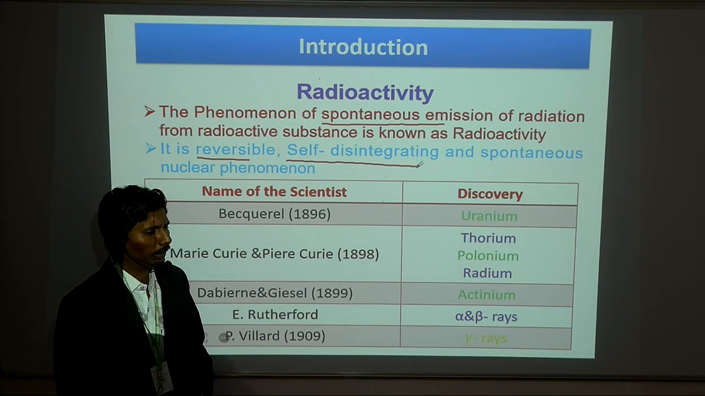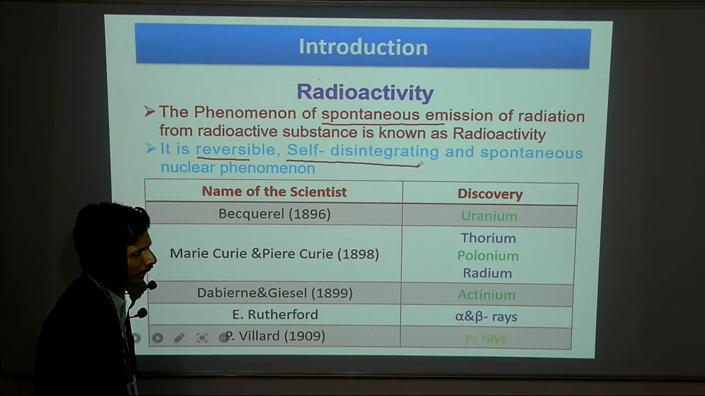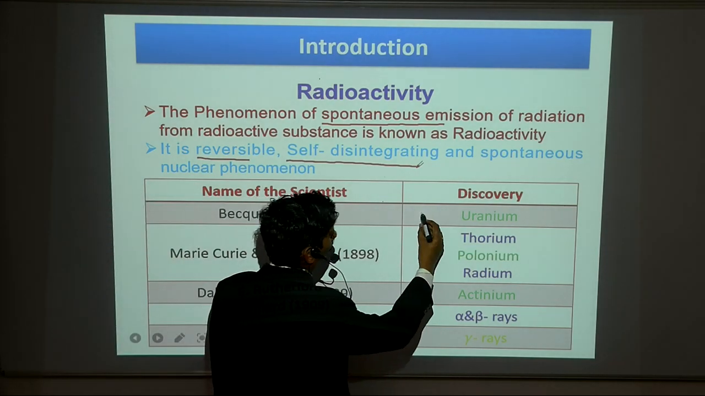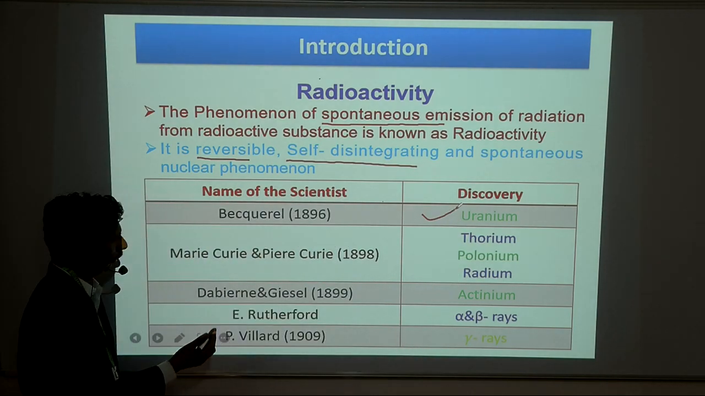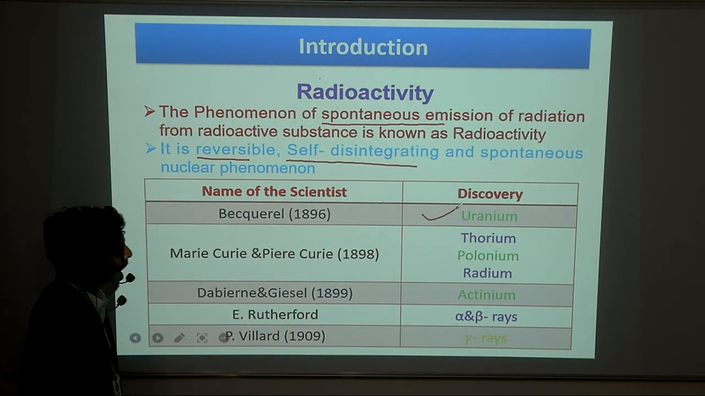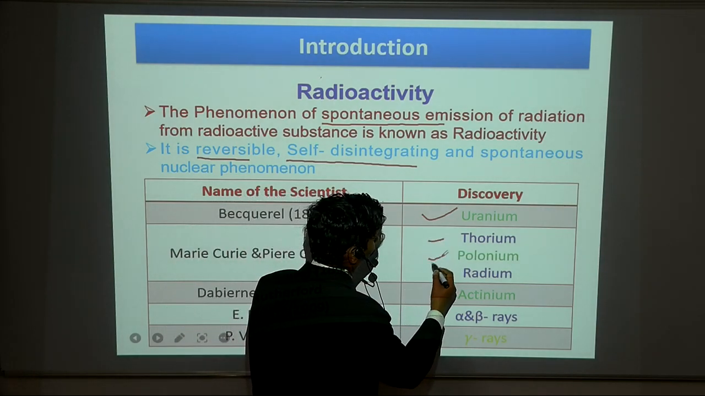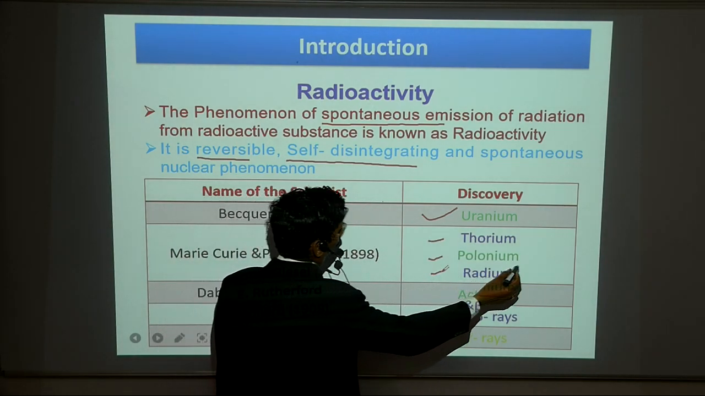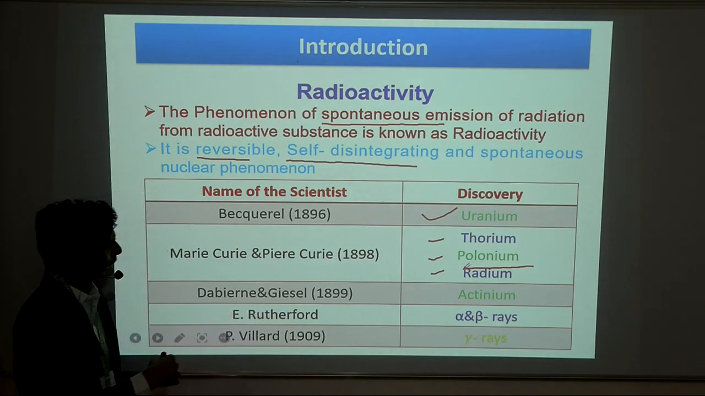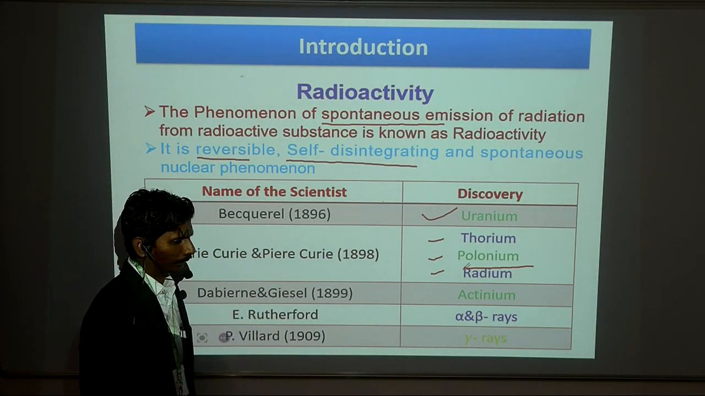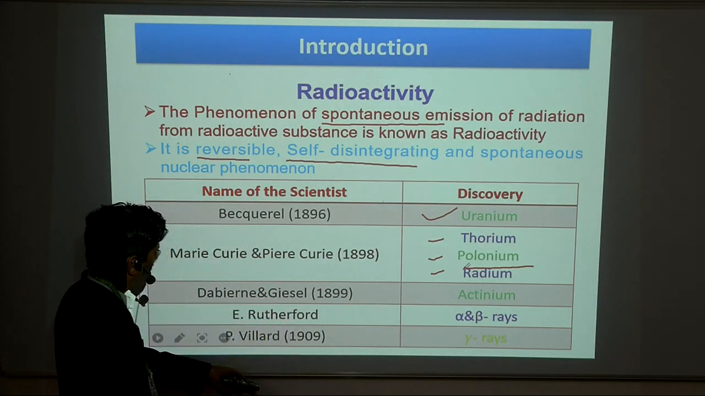In 1896, Becquerel discovered the uranium element. Marie Curie and Pierre Curie discovered thorium, polonium, and radium, and for the discovery of polonium, Marie Curie and Pierre Curie got the Nobel Prize. These are the various phenomena.